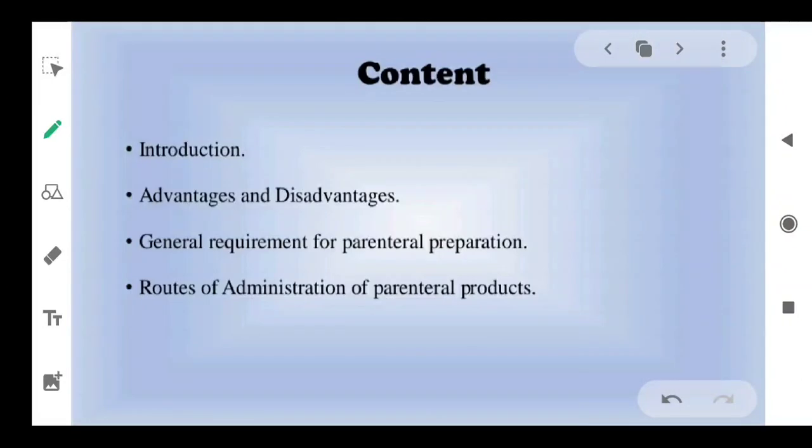In today's class we'll discuss the parenteral dosage form. These are the contents which we'll cover in today's class: introduction, advantages and disadvantages, general requirements for parenteral preparation, followed by route of administration of parenteral products.